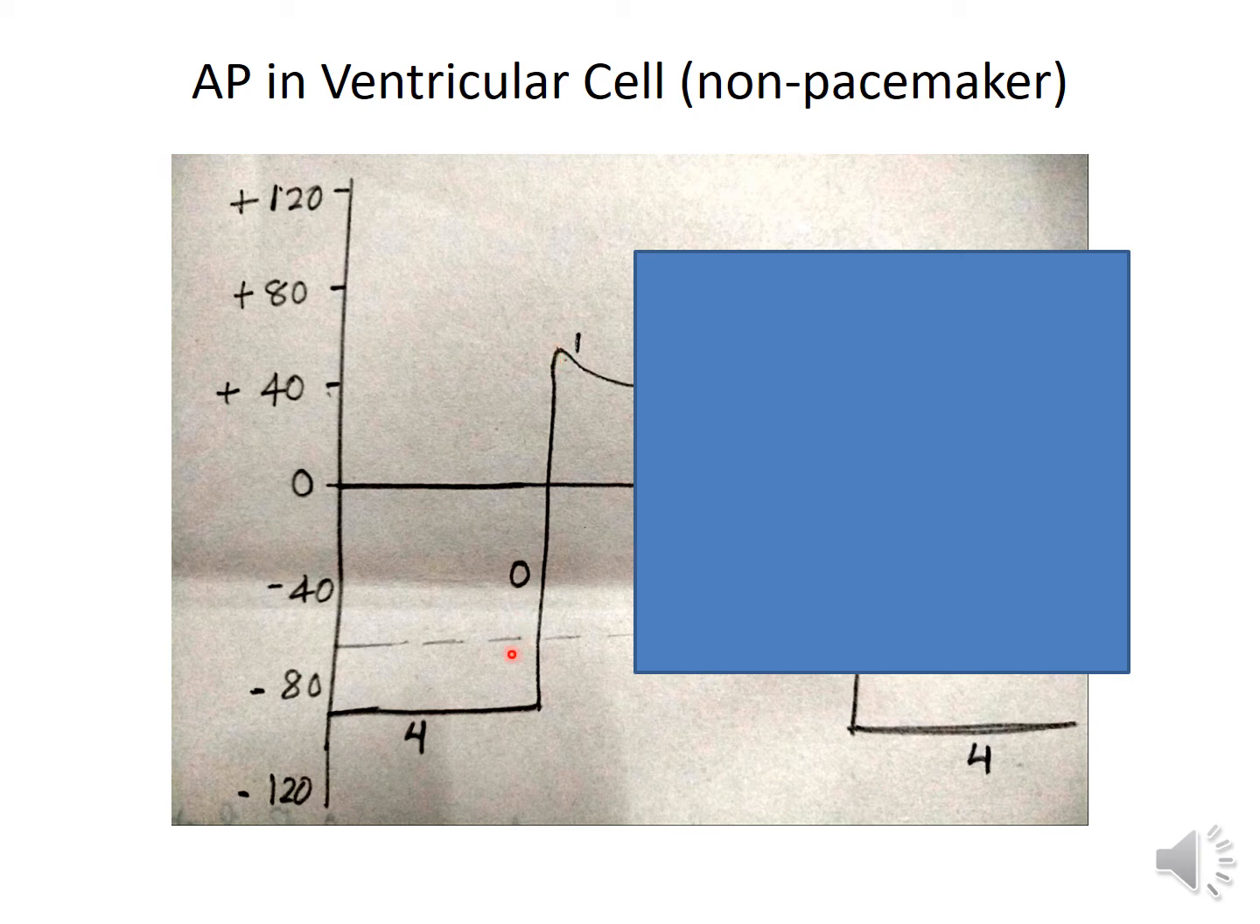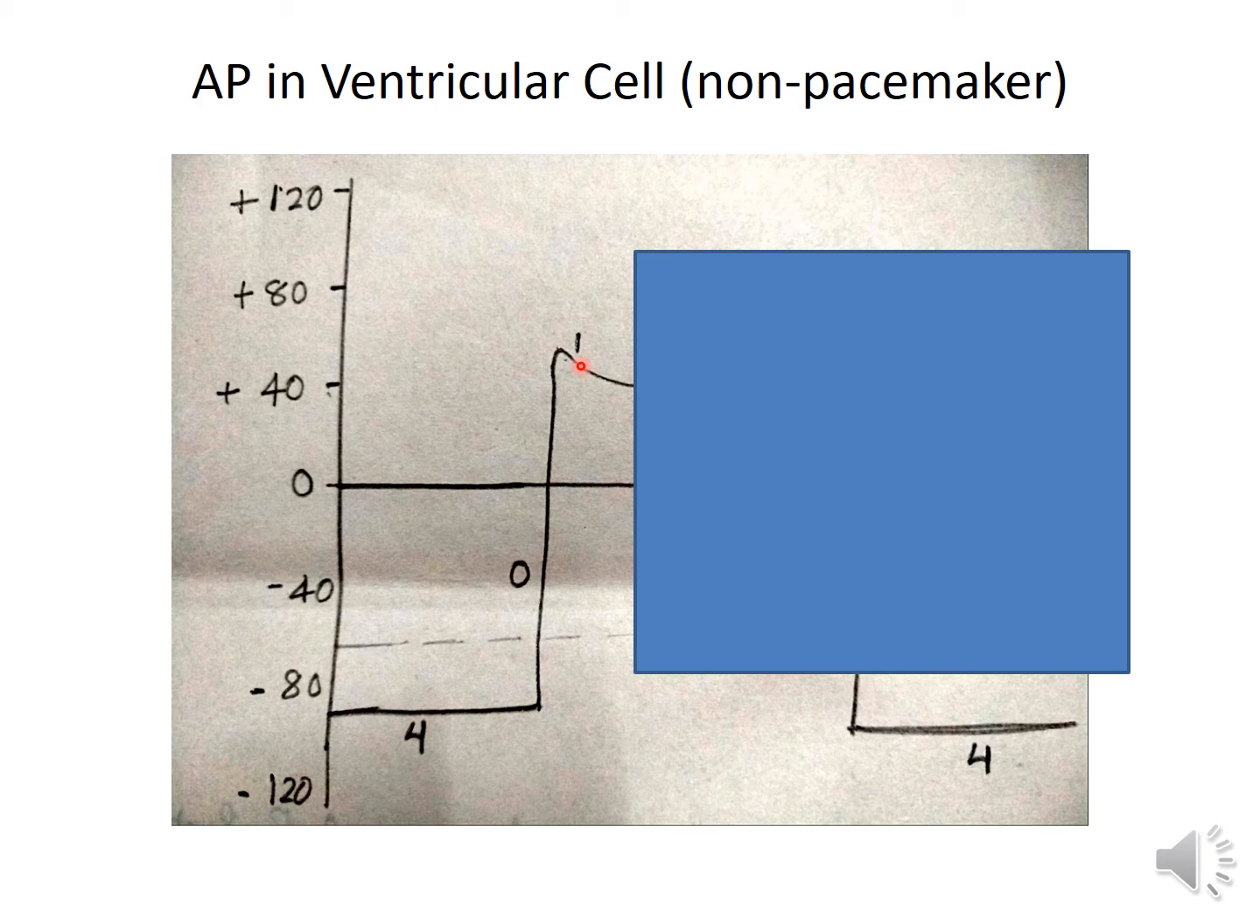This is known as phase 0, in which there is rapid rise of action potential, and this rate of rise of action potential tells us about the conduction through the tissue. Now, phase 0 is because of opening of sodium channels. This is followed by phase 1, in which what happens? Sodium channel closes and potassium channel opens.